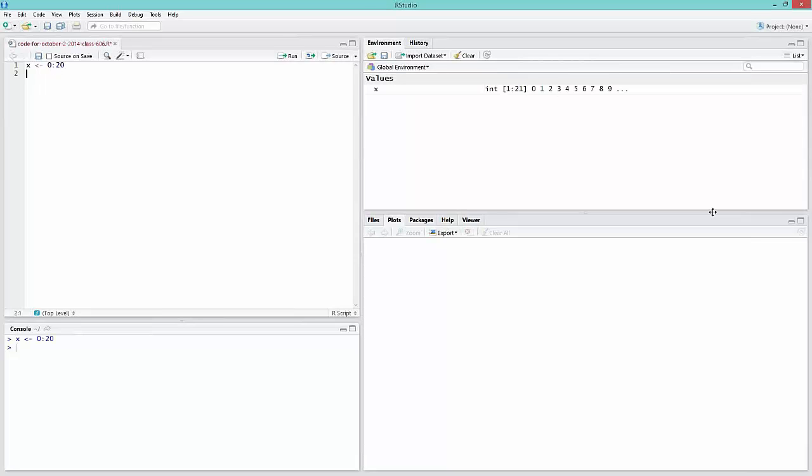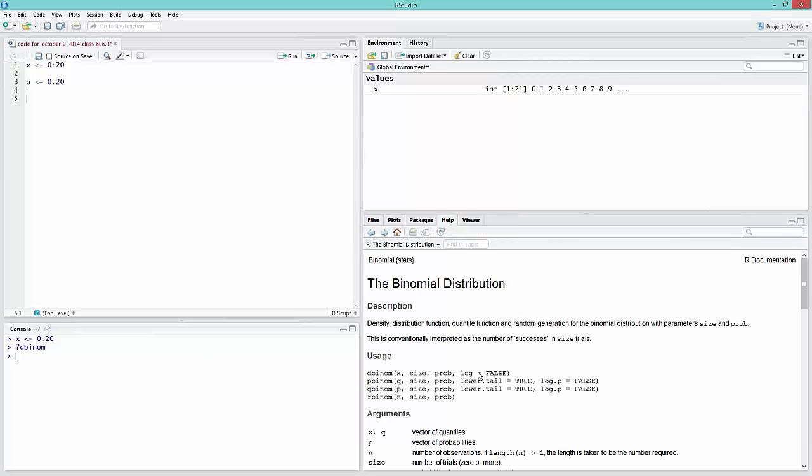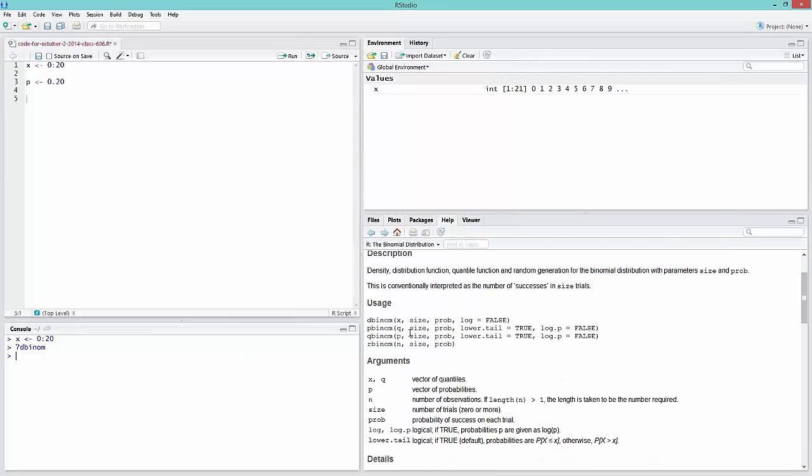I'll create a vector from 0 to 20. We're going to go out and sample 20 deer, and the probability is 100 out of 500, so that's 20% for each deer. Let's take a look at the differences here now. If you're curious how to use all these distributions in R, it's covered in the book, but you can always just do a question mark and then look at the function for the one you're interested in.